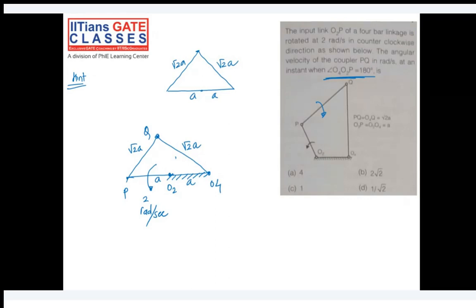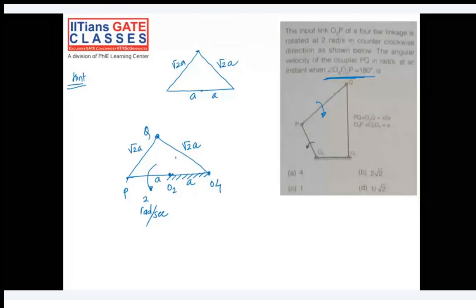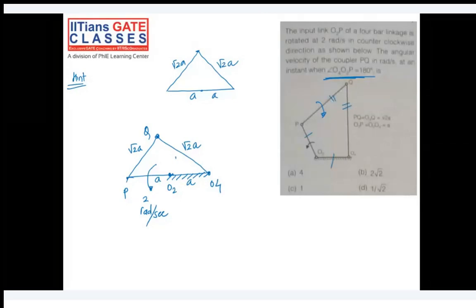Because in short, they are saying PQ and O4Q are the same. So these two lengths are same, and this is also same. So it's a deltoid basically. Okay, it's a deltoid. Length of the adjacent links are same.